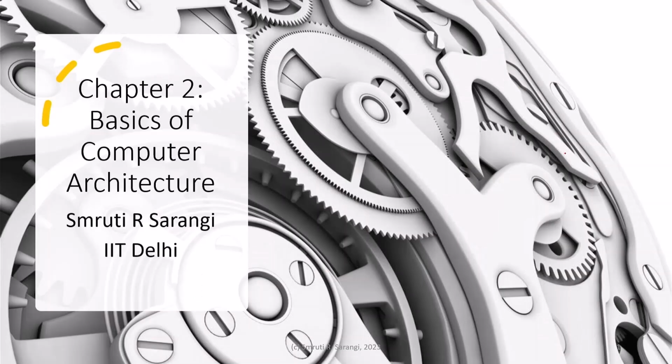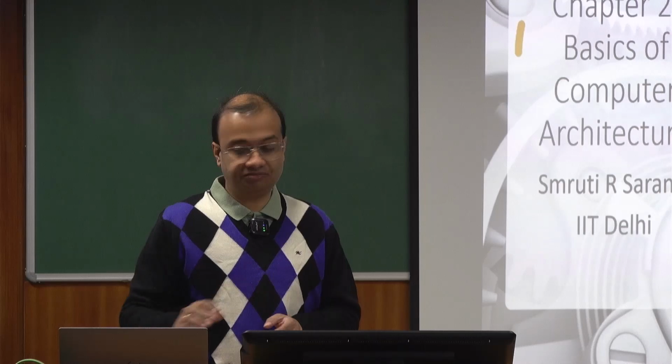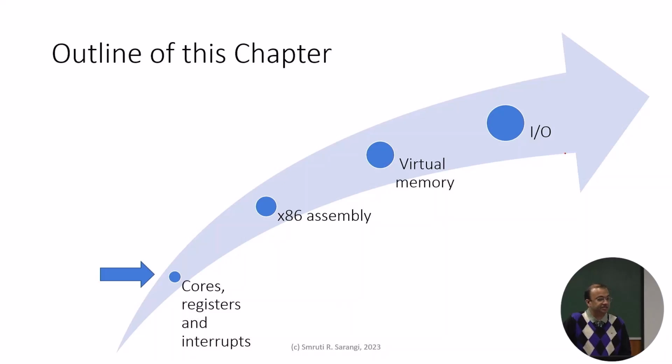Welcome to chapter 2. So we will discuss the basics of computer architecture, and these basics are from the point of view of the operating system. So we'll have 4 sections here. The first is cores, registers and interrupts, but again we'll focus on the OS specific part. It's not meant to be a generic introduction to all computer architecture concepts. For that, an architecture course is there, but this will only look at privileged instructions, privileged registers, things that affect the functioning of the OS.